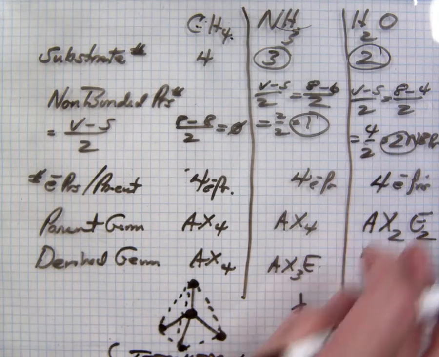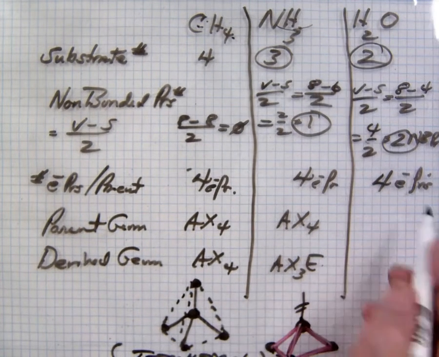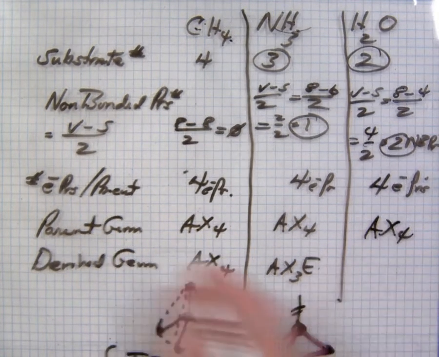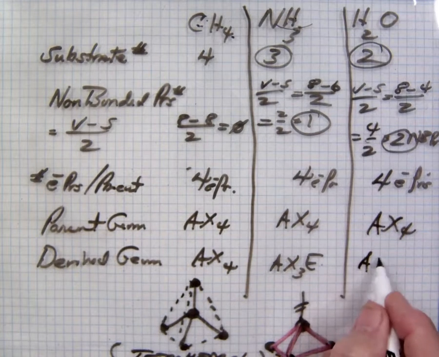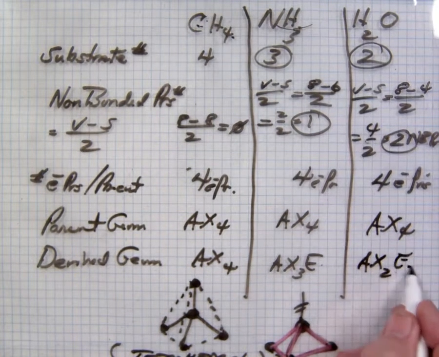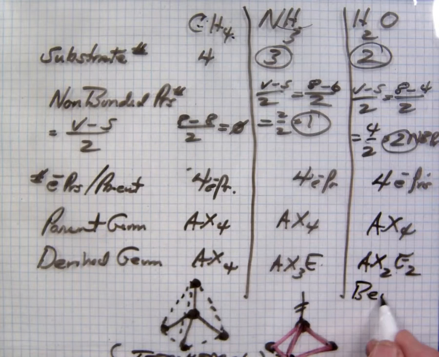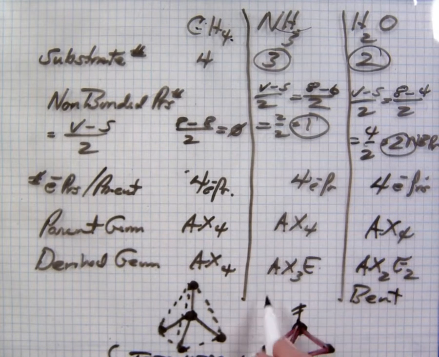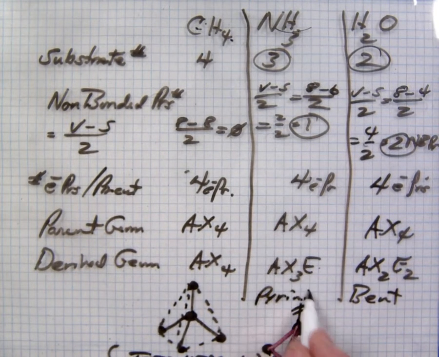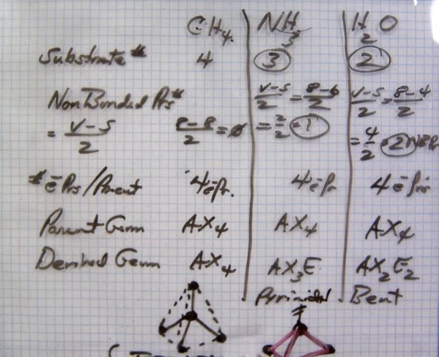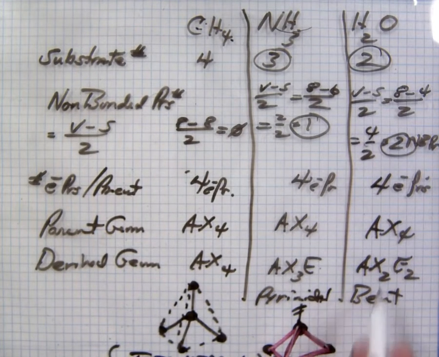AX2E2, well actually it's AX4, I'm getting this mixed up, AX4 parent in that order, and then its geometry is AX2E2, and you'll find out that's bent. This one is pyramidal, and this is both parent and pyramidal.